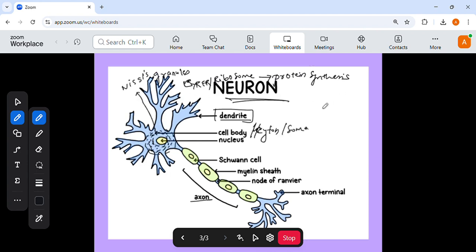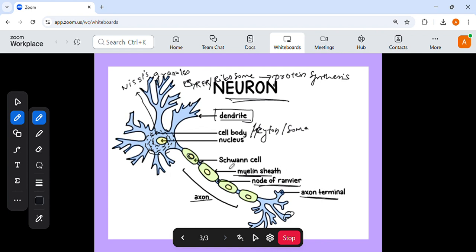Then we have this myelin. Then the nucleus is there. Then there is a long structure, that's the axon, covered with the sheath known as myelin sheath. Inside this, a cell is present, that's known as Schwann cell, and there is a gap between these two cells. That gap is known as node of Ranvier. The ending is the axon terminal, also called synaptic knob.